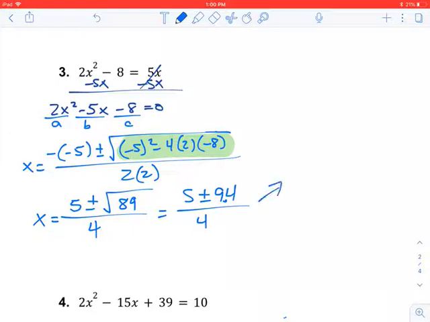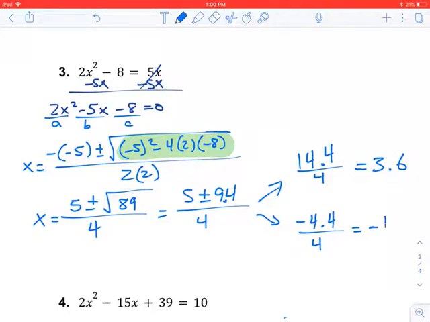Okay, so now when I get my two answers, 5 plus 9 is 14, so 14.4 divided by 4. And then 5 minus 9 is negative 4.4 divided by 4. And we end up with our two answers. 14.4 divided by 4. It's going to be 3.6, I believe. Yep. And then negative 4.4 is negative 1.1. And there we are.